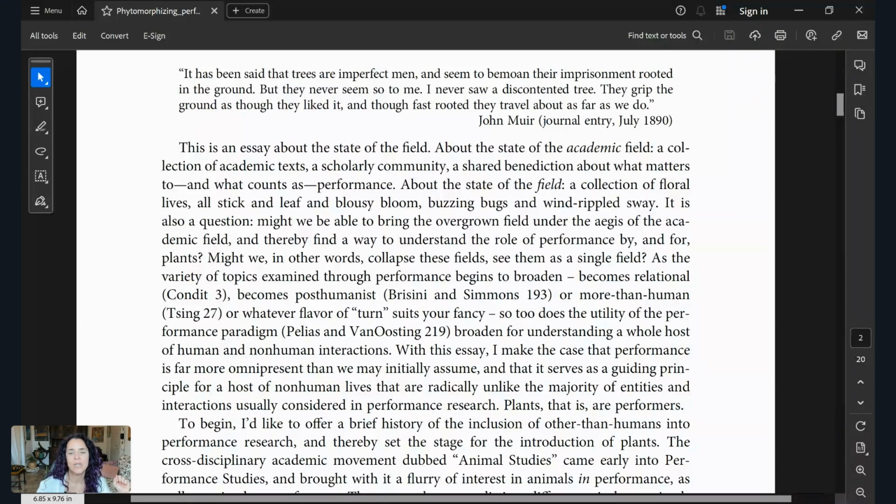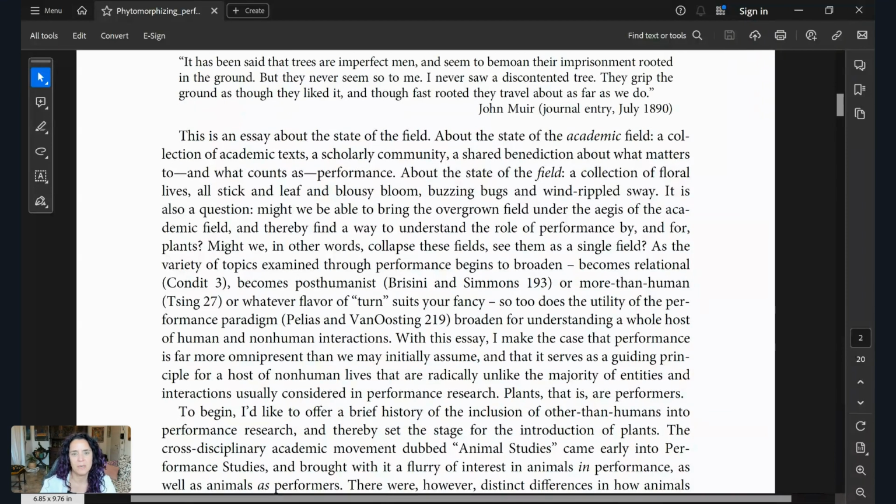And though fast rooted, they travel about as far as we do. John Muir. I love that quote. Wow, what a great quote. And it's so true, right? This idea that rooted actually means imprisoned is this false dichotomy that's brought upon by the human ontology of movement, and in the sense of legs, and not even seeing all other forms of movement.